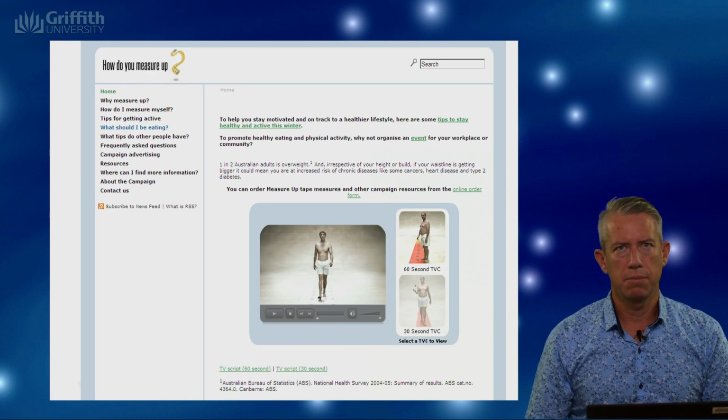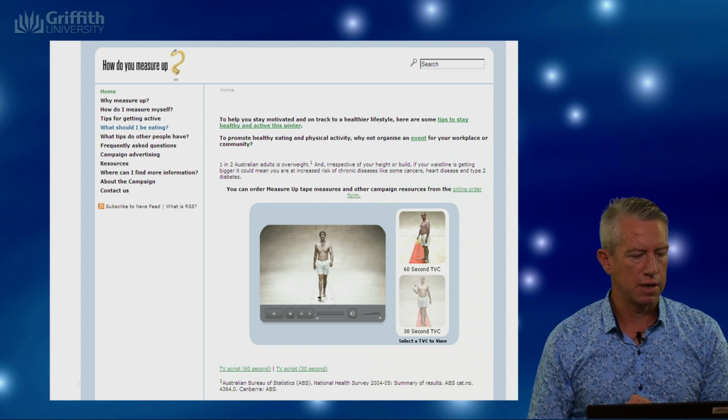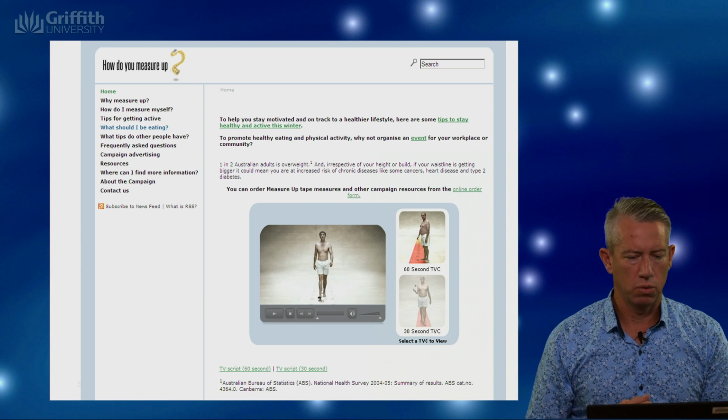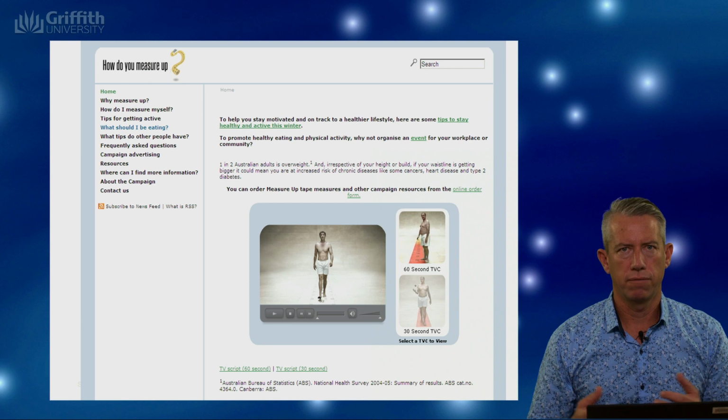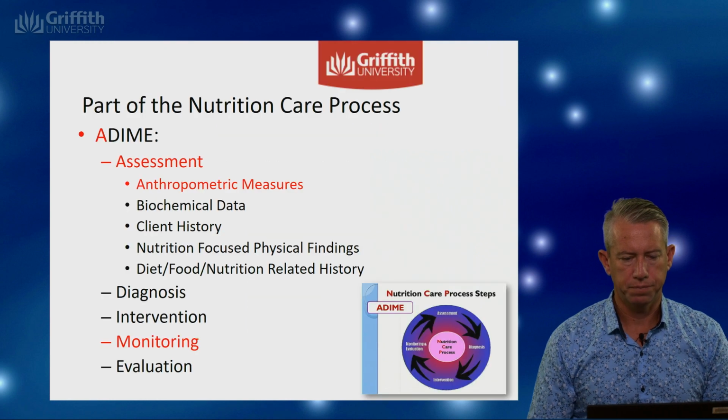But anthropometry can be as simple as public health campaigns. This was one that was run in the last 5 or 10 years, the Measure Up program, which encouraged all Australians to measure their waist circumference as an indicator of chronic disease risk. So waist circumference is another form of anthropometric measure.